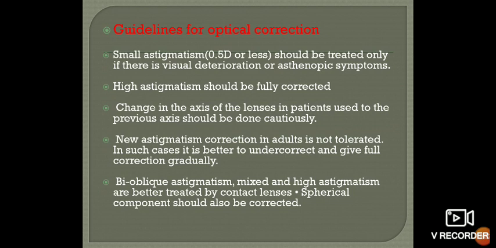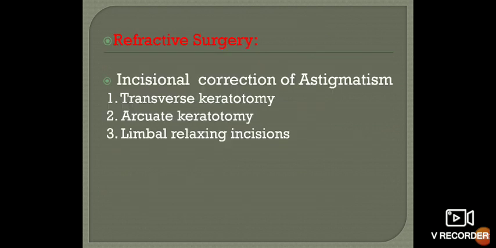Small astigmatism of 0.5 diopter or less should be treated only if there is visual deterioration or asthenopic symptoms. So if the patient is not having any complaint, it should not be treated or given a prescription, when the patient has astigmatism of 0.5 diopter or less. High astigmatism should be fully corrected. Change in the axis of the lens, which the patient is used to, from the previous axis should be done cautiously.